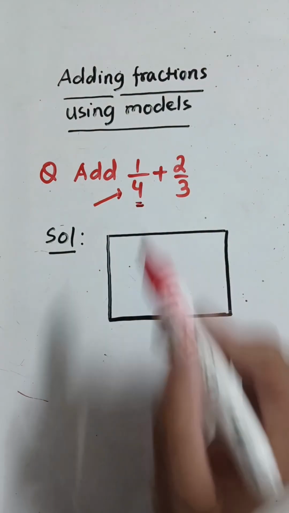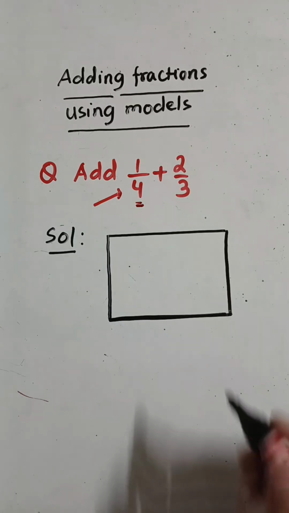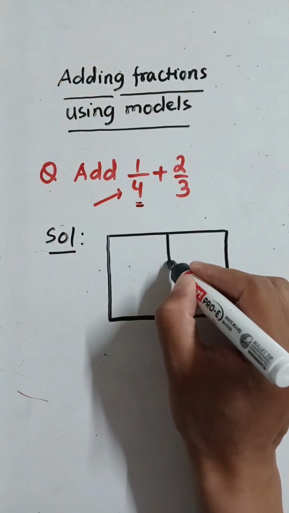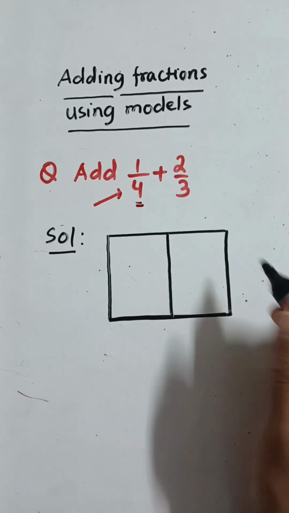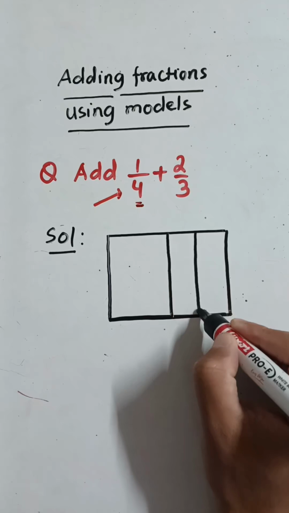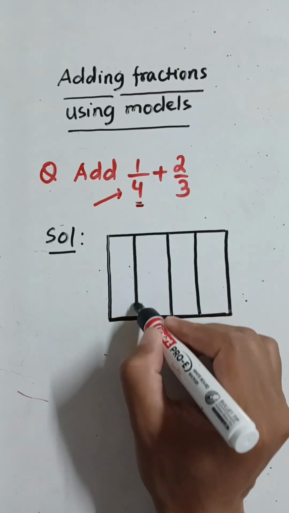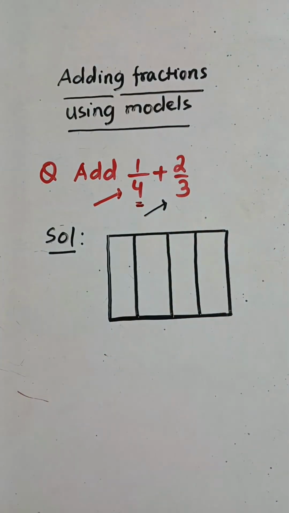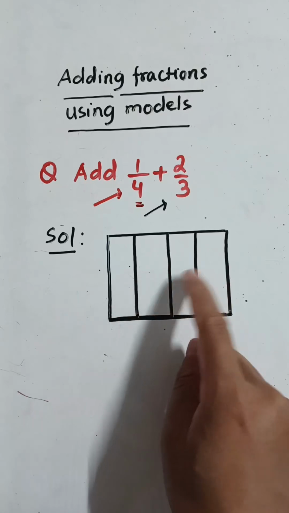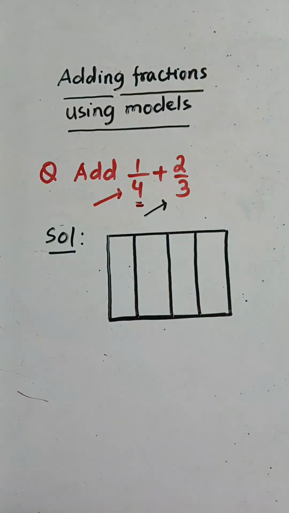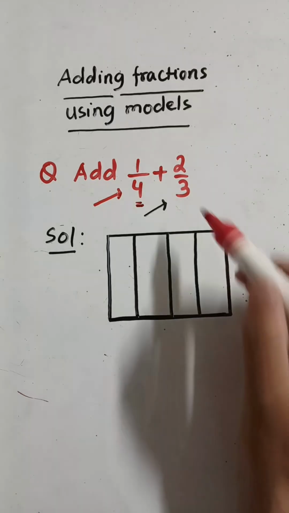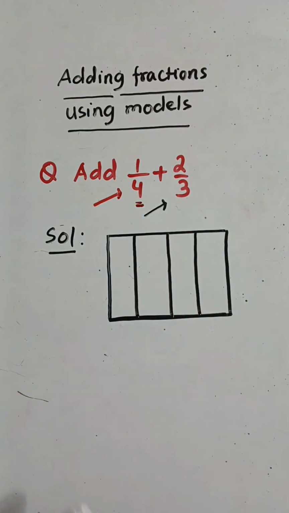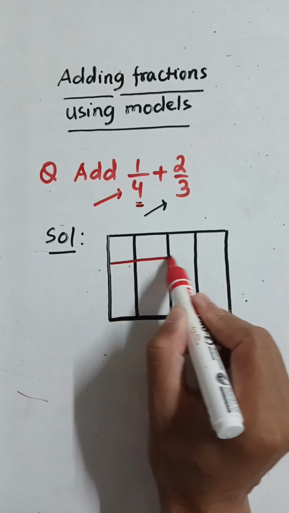My first denominator is 4. Therefore, first of all, I'm going to divide this box into 4 parts. For now, I'm dividing it into 4 columns. After this, check your second denominator. The second denominator is 3. Since I already divided this box into 4 columns, now I'm going to divide it into rows. Since I have 3 here, I'll divide the box into 3 rows.